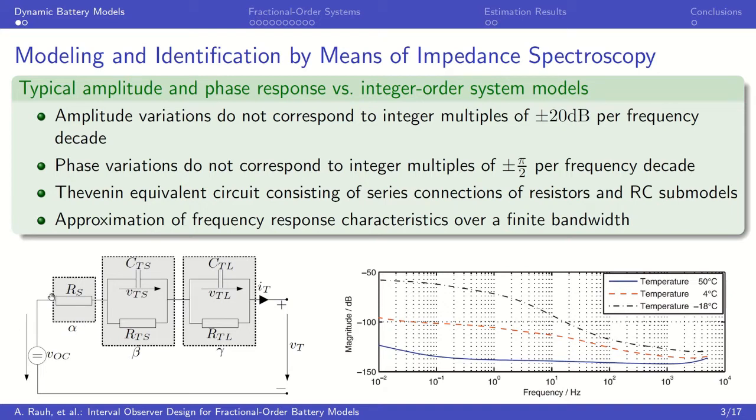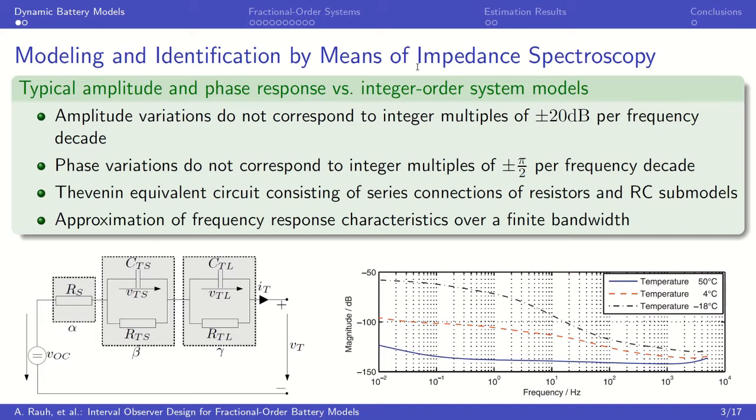They are typically given by these Thevenin equivalent circuit models, in which we have a series connection of resistors and several RC submodels. Here the parameters alpha, beta and gamma on the left-hand side can be introduced in order to describe non-directly modeled aging phenomena. What we will identify during an experimental investigation by using impedance spectroscopy are the corresponding amplitude and phase responses.